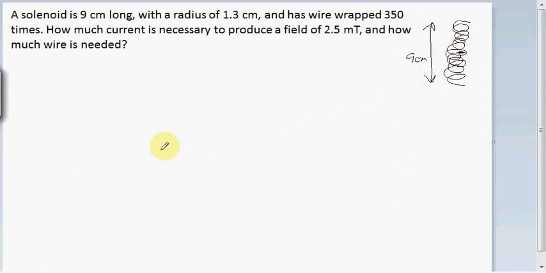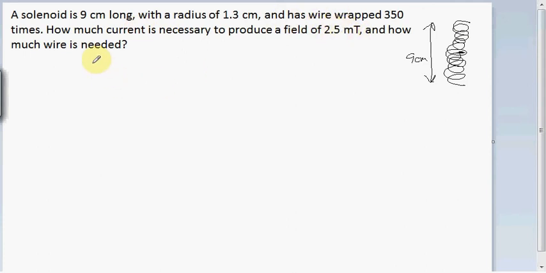It has wire wrapped 350 times, so in other words, it goes around 350 times from one end to the other. And we want to know how much current is necessary to produce a field of 2.5 milliteslas, and also how much wire is needed if we wanted to make this thing. Okay, so let's start with the current, and we're given what the field is that we want.